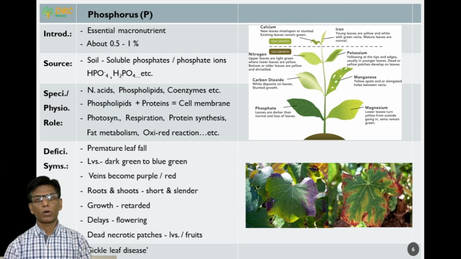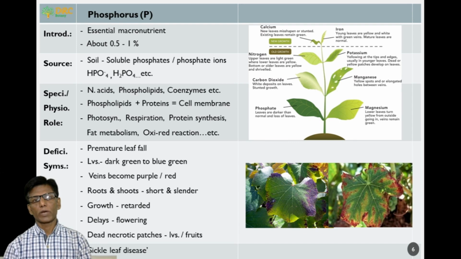Phosphorus deficiency causes premature leaf fall, meaning young leaves fall down. Then the leaves become dark green to blue-green in color. In some plants, the leaf veins become purple or red in color. This is due to the deposition of anthocyanin pigments. The roots and shoots become short and slender. The plant's growth is retarded, meaning slow, as well as there is a delay in flowering.